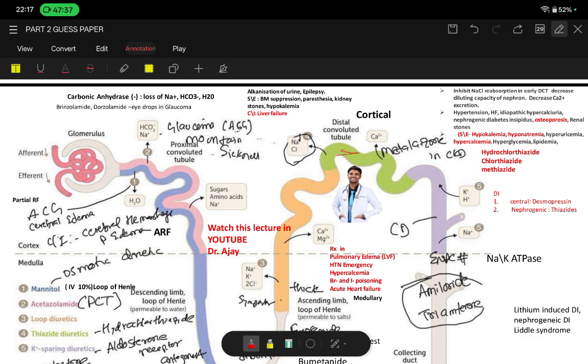Tell me why. Because it causes the loss of bicarbonates. So there is more alkalosis, so the respiratory center will be down. That's why you have to make it acidosis, so you inhibit this one. It will become acidosis, then your respiratory center will be activated. So that's why you treat with acetazolamide.